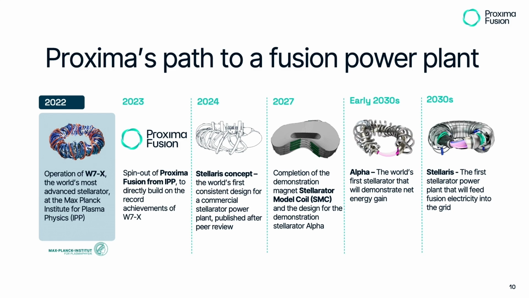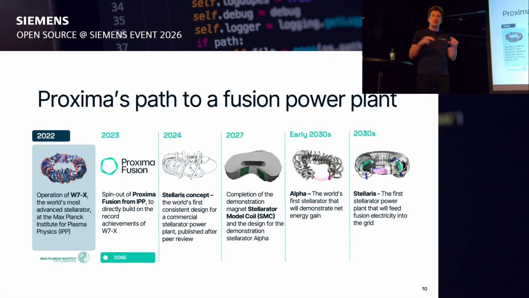We start with W7-X, which is the basis for all of this. Roughly in 2022, it became clear that it was performing very well, much nicer than we would have anticipated, and it broke several records in terms of physics performance. Then in 2023, we spun out Proxima Fusion from IPP and directly built on Wendelstein 7-X, so that's done. In 2024, and then published in 2025, we did work on a power plant concept, how, based on this technology, one could conceive a fusion power plant concept that, as its most relevant feature, was self-consistent.